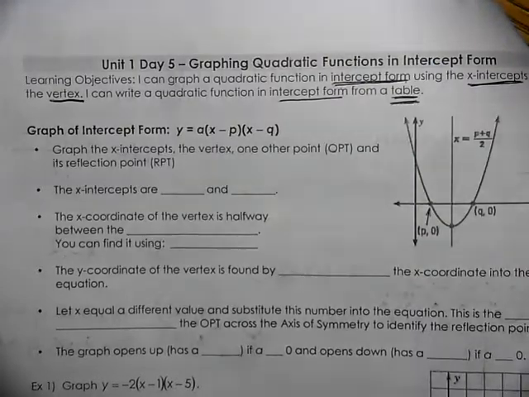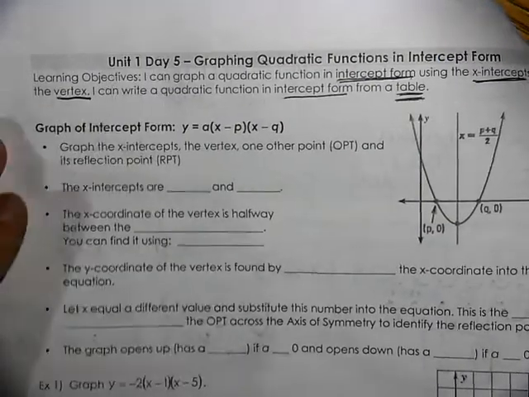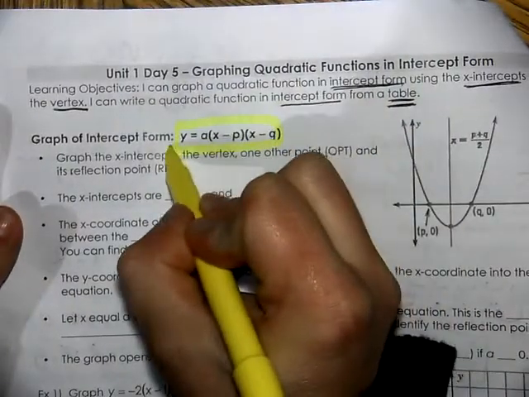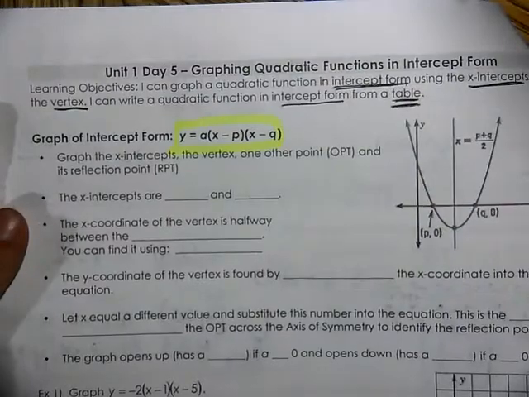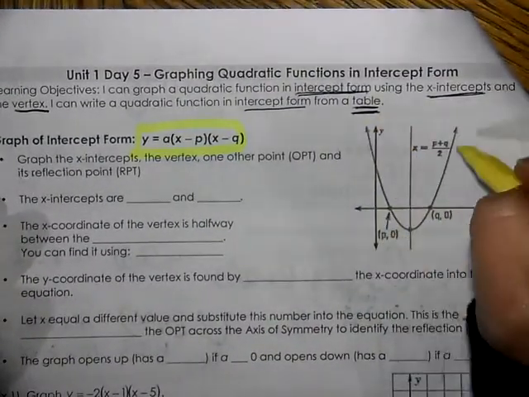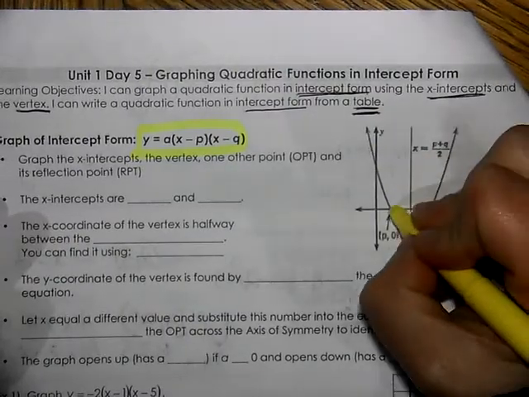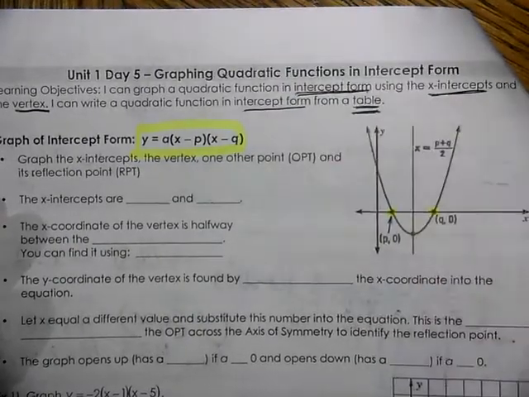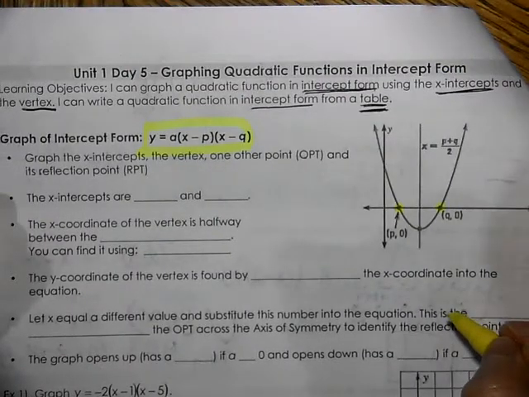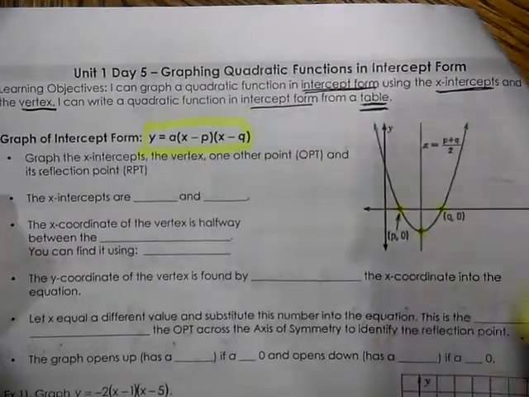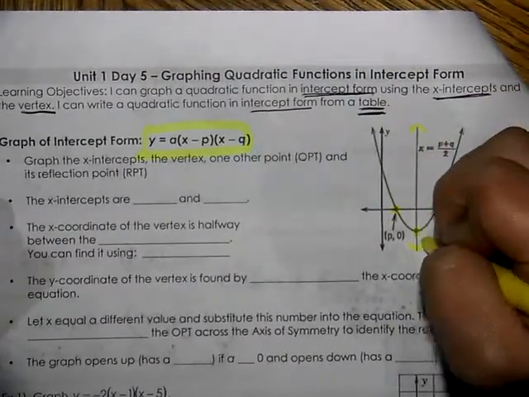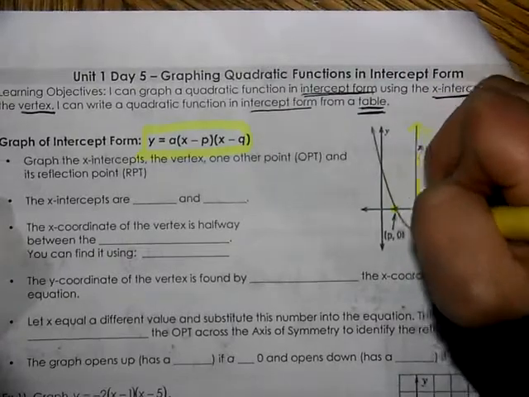So here is the graph of intercept form, y is equal to a times x minus p times x minus q. What you will see here is a graph of a parabola that is not the parent function. It is instead a parabola that has two x-intercepts that are visible. We will still have a vertex, and we will still have, even though it's not written here, a dashed line of symmetry.